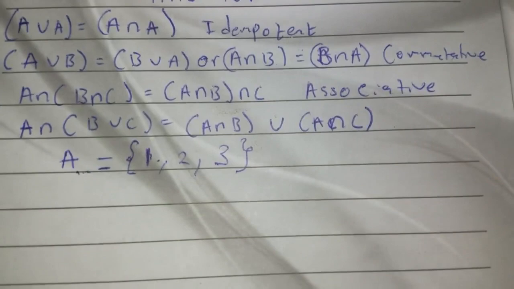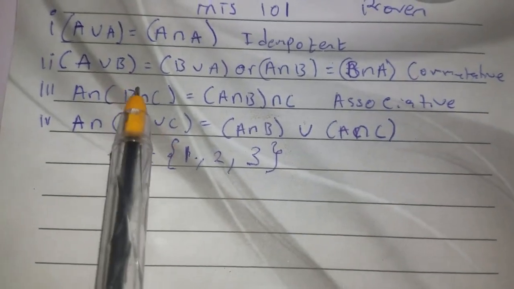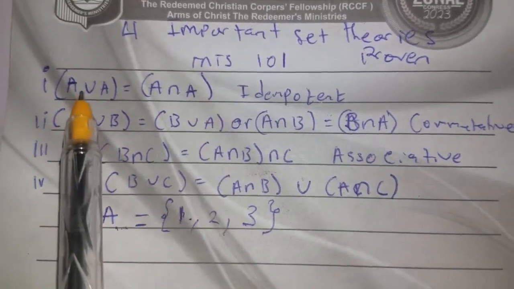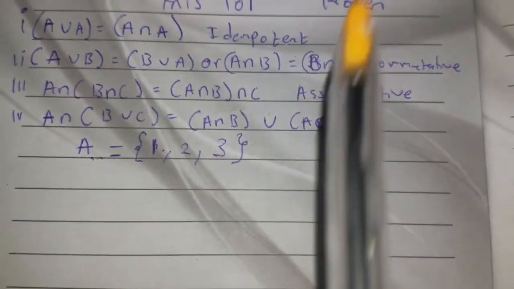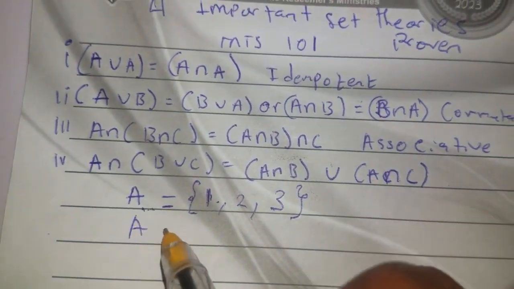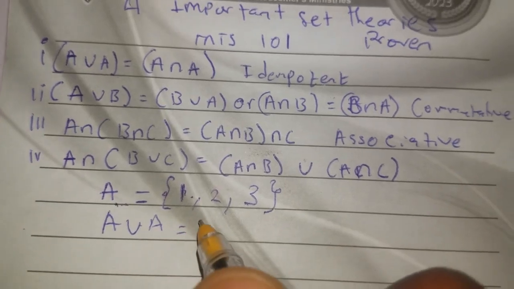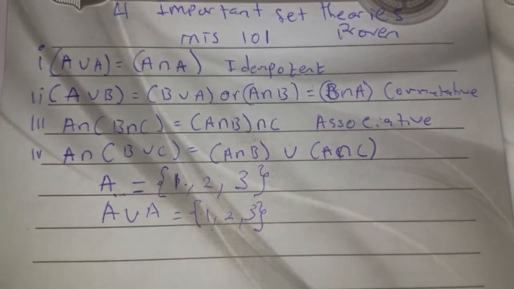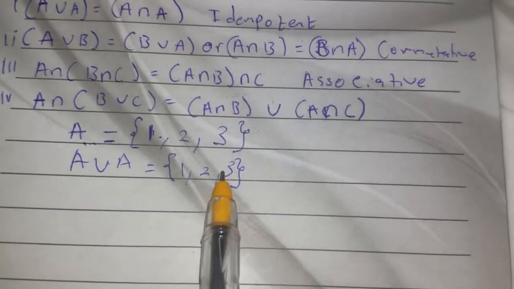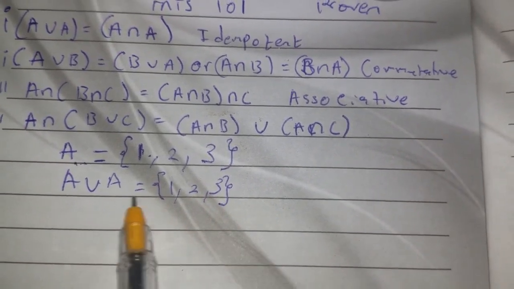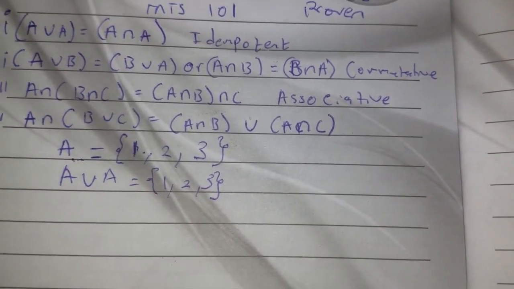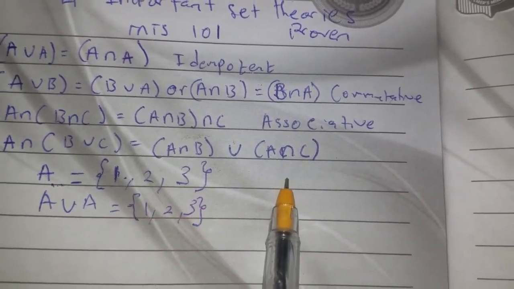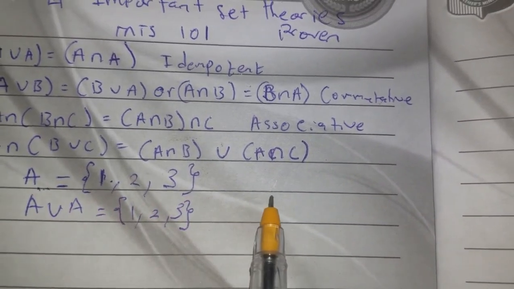Okay, now since we're going to look for this one first before we look for this one. All right, now A union A will still be equal to this same element, because the union is just all the elements in the set that you're looking for the union of. For example, if you're looking for the union of A and B, different sets, you're just going to put all the elements of A and B together.